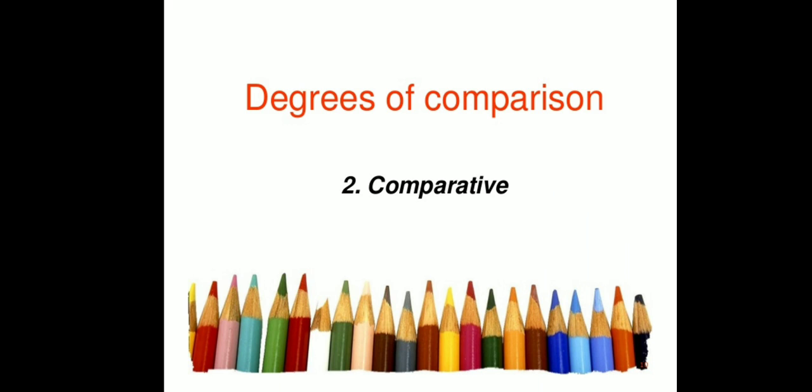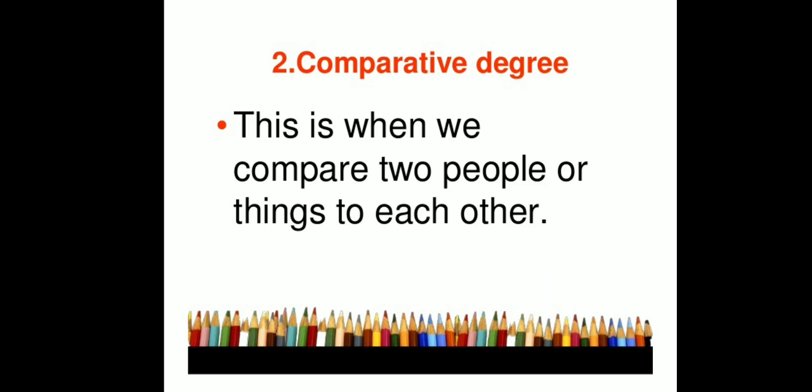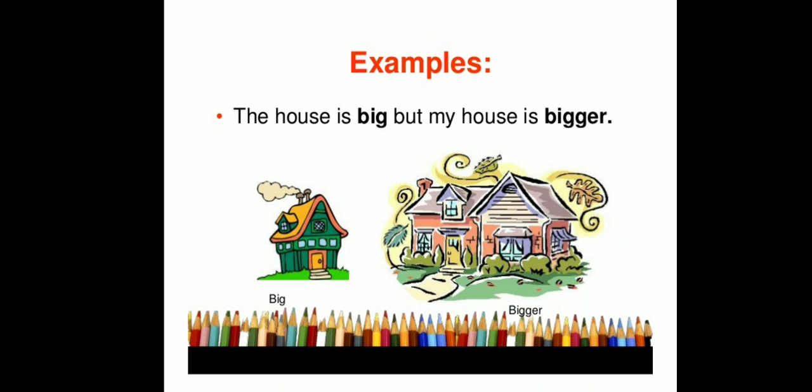Dear children, let us take a look into another one, that is comparative degree. The comparative degree is used when we compare two people, two things, or two places to each other. The comparison is made between two persons, two places, or two things. Understand here? Right. Now let us take a look at the first example. The house is big, but my house is bigger.